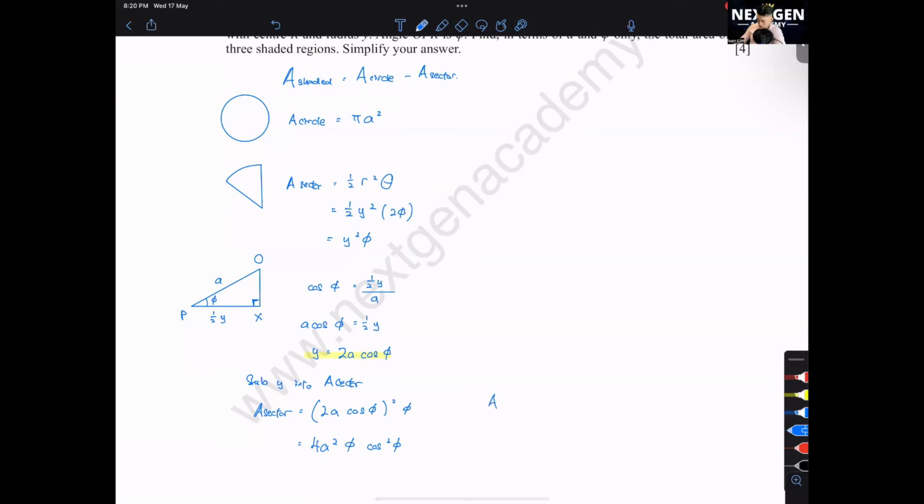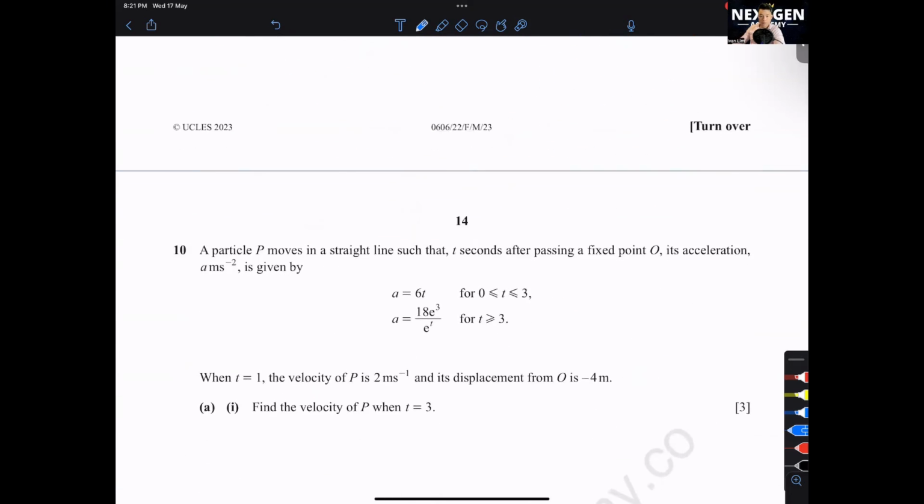Then your last part here, we're going to find area of the shaded region, which is area of circle minus area of sector. Your area of circle is pi a squared. Your area of sector will be 4a squared phi cos squared phi. You can factorize the a squared, which will give you a squared times pi minus 4 phi cos squared phi. Okay, all good. Just give me a thumbs up. Okay, good. All right, let's move on to the next one.